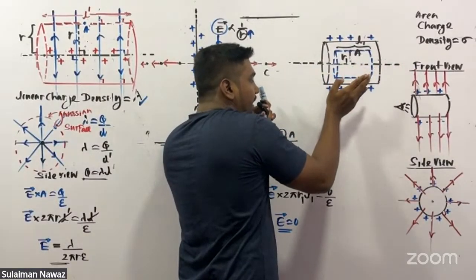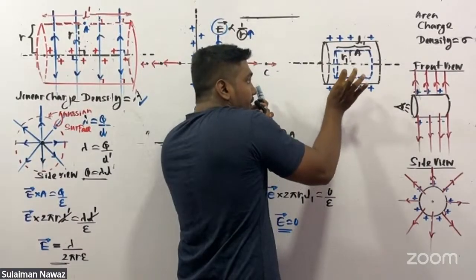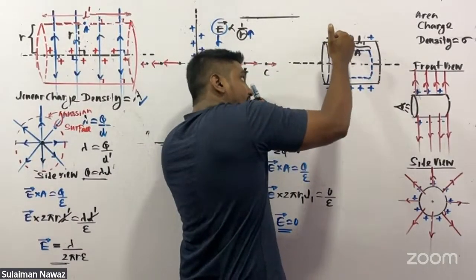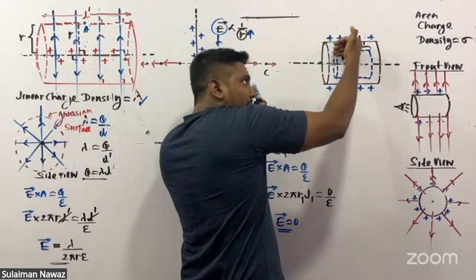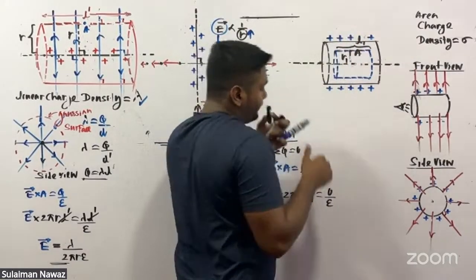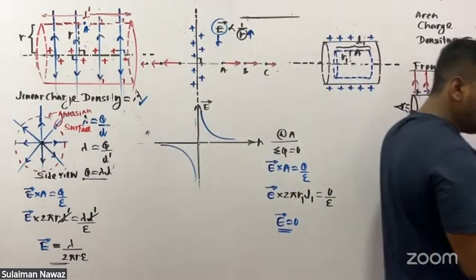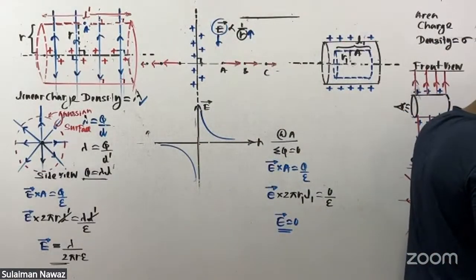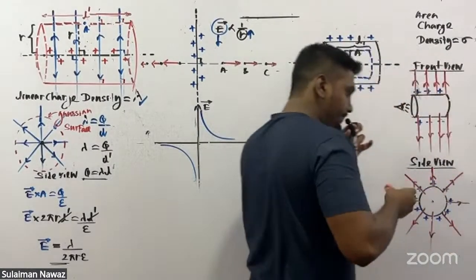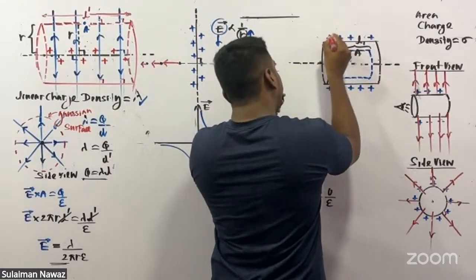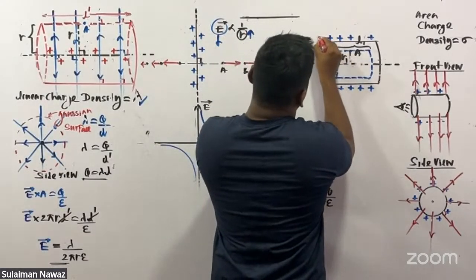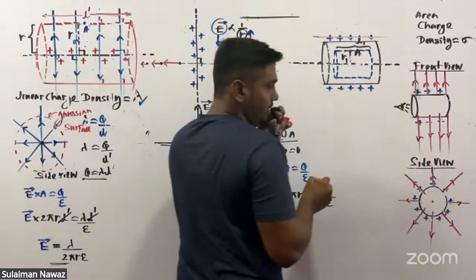Next, my target is to find the electric field intensity at a point just outside the hollow conductor cylinder. Then I'm going to select a Gaussian surface, which is again going to be a kind of cylinder. This is just outside.